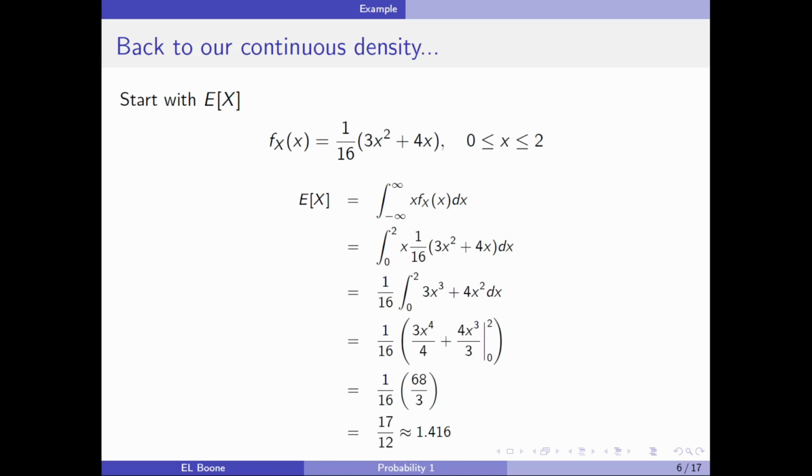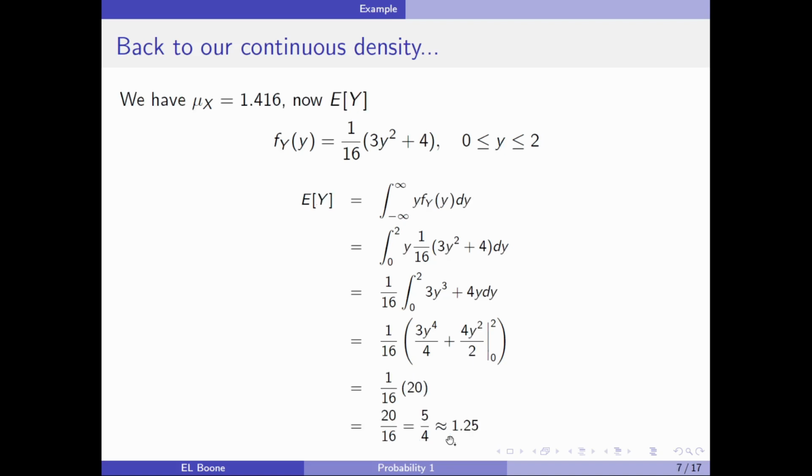So let's start with the expected value of x. Here's our density. The expected value of x is the integral from negative infinity to infinity of x times f of x dx. So here our integration limits will be from 0 to 2 because that's the support of the density. x times our density here. We're going to pull the 1/16 out, and here we're going to push the x through. We're going to do the integration. When we do the integration and we plug in 2 and 0, we get 68 thirds times 1/16, which is 17 twelfths, or approximately 1.416.